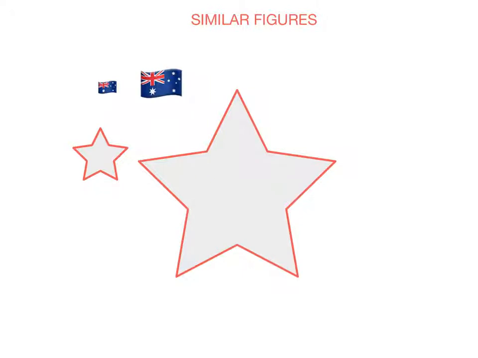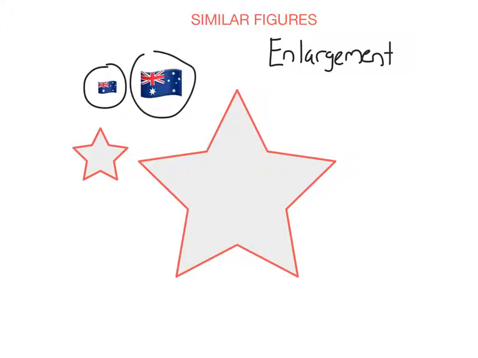Now, you would have done a bit of work on similar triangles, but actually you can have similar figures for any shapes. So two shapes are similar figures if one shape is just an enlargement of the other. So they're basically the same shape, one is just bigger. So this shape and this shape, they are similar figures. The second one's just an enlargement of the first.